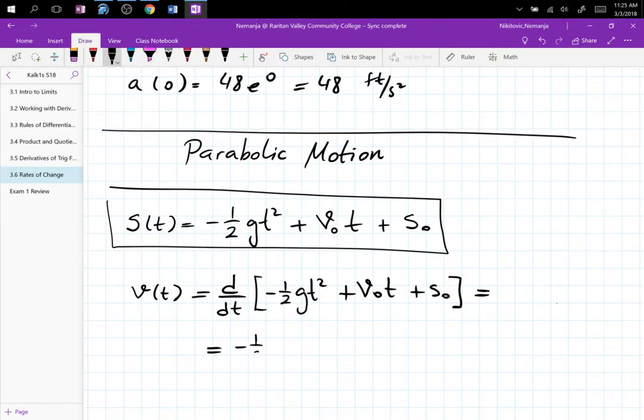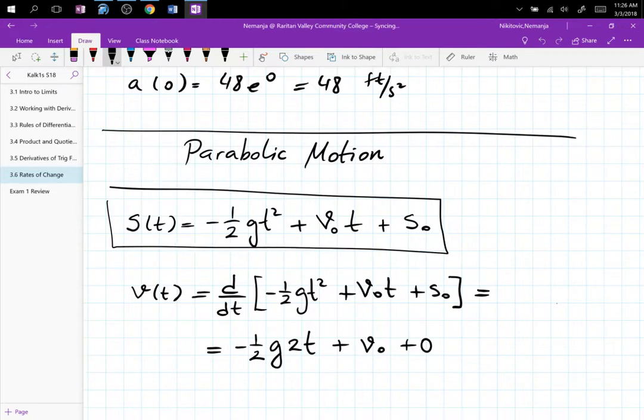So copy negative 1/2 g, that's a constant, right? We know that g is the constant of gravity, 9.81 meters per second squared or 32.2 feet per second squared, right? So that's the known constant. And then what's the derivative of t squared? Very good, right? So 2t. Plus the derivative of t is 1, so just v0, and then plus 0 because s0 is a constant.